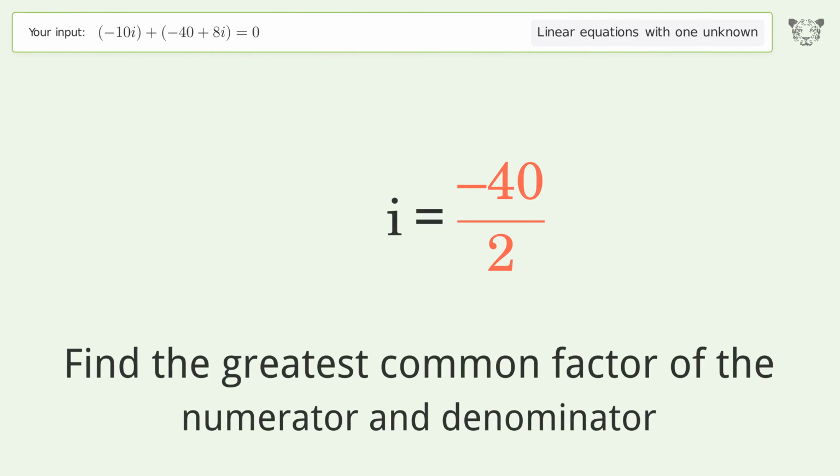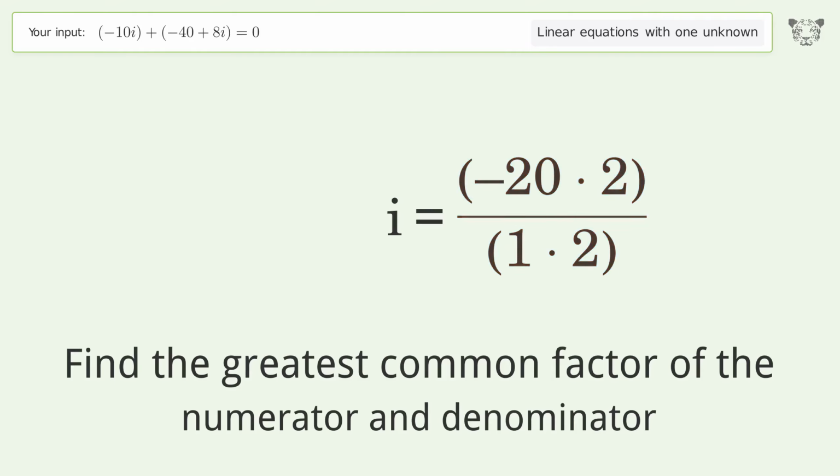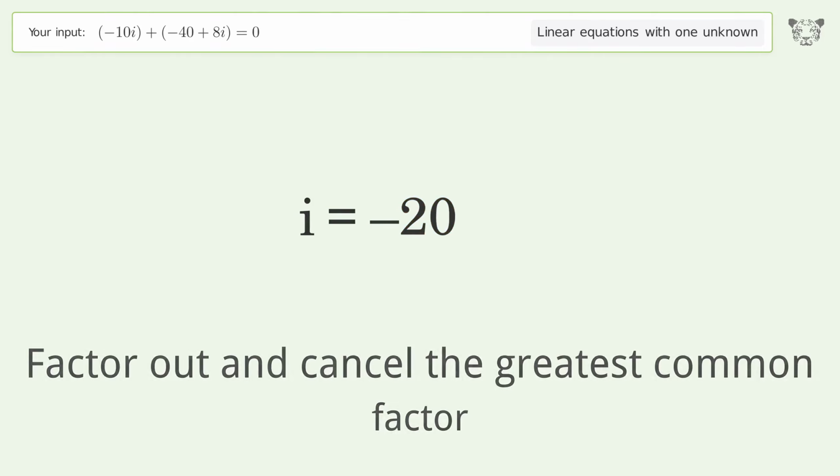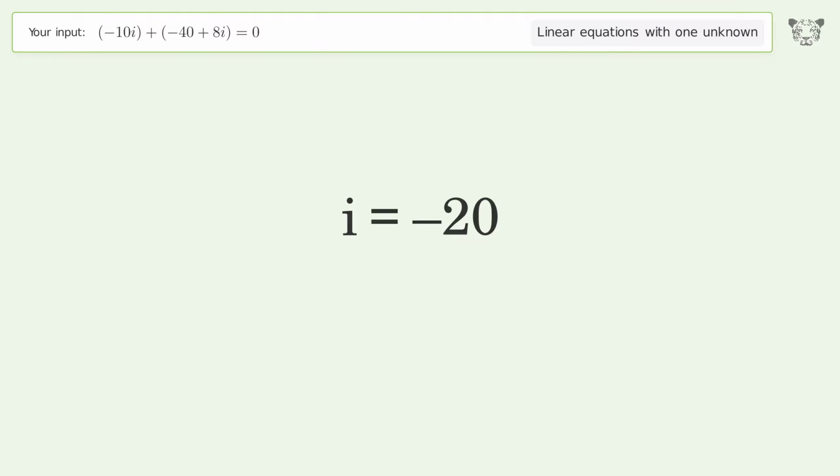Find the greatest common factor of the numerator and denominator. Factor out and cancel the greatest common factor. And so the final result is I equals -20.